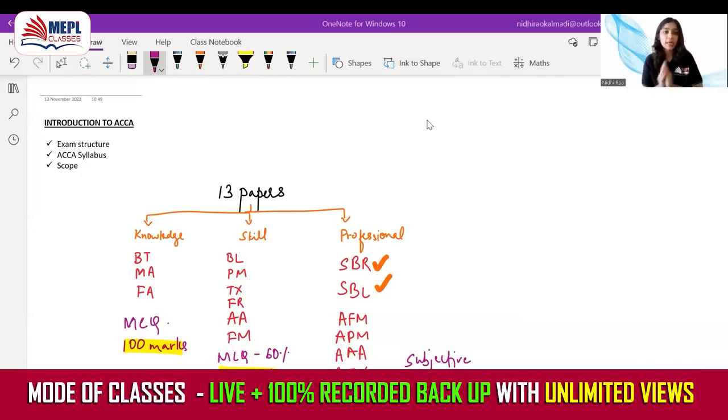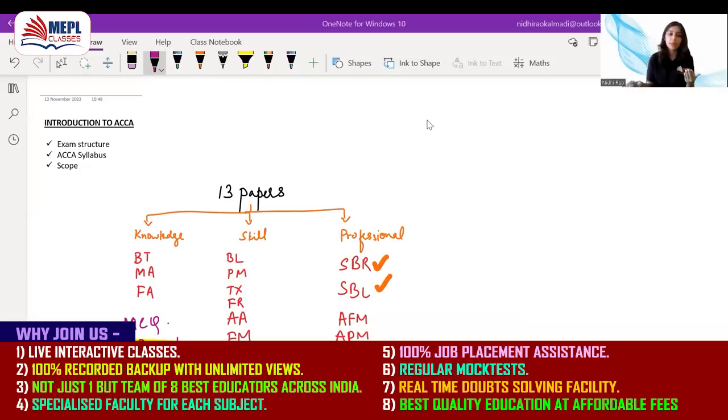Now, moving ahead, let's understand what is the syllabus. Okay, we know there are 13 papers, but it is very important for a student to understand the difference between these papers. We need to know, okay, what are the things that we're going to study in audit and assurance? What are the things that we're going to address in financial management? So let's just have a brief discussion as to what we're going to study or what are the concepts that are tested in each of these papers. So moving on to our second topic, that is ACCA syllabus.